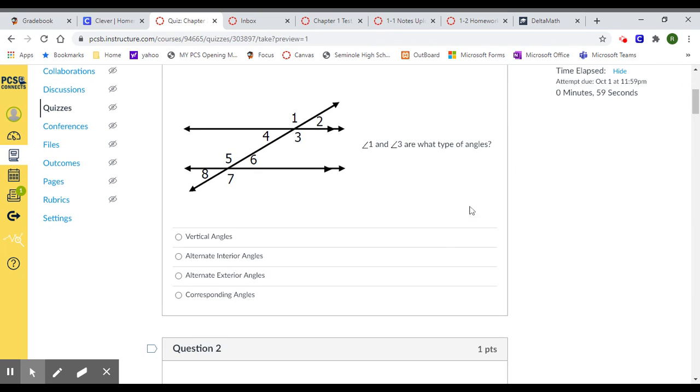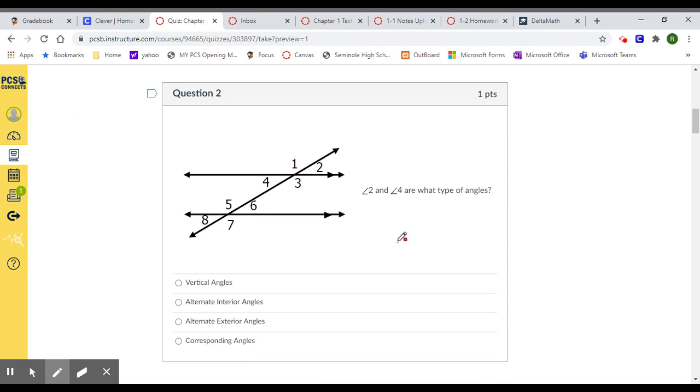Question 1. We're just identifying angle types in this case. Angle 1 and angle 3 are what types of angles? They are vertical angles. Question 2, angle 2 and 4 are what type of angles? They are also vertical angles.